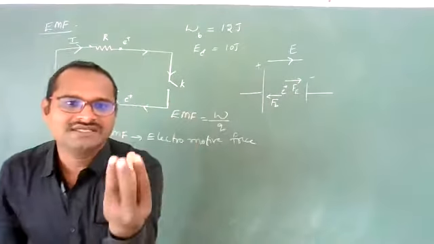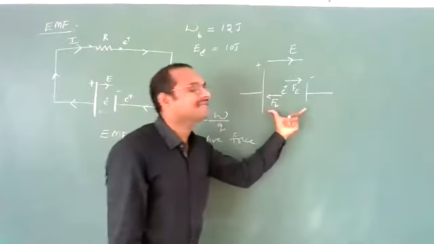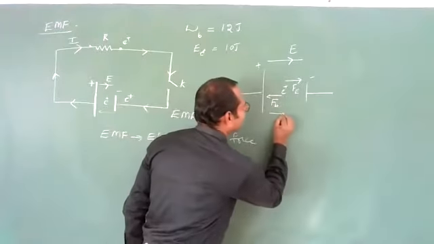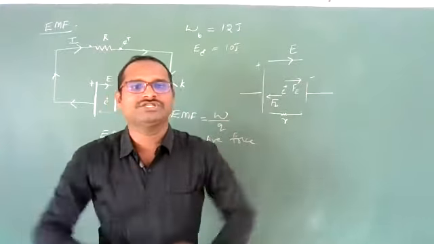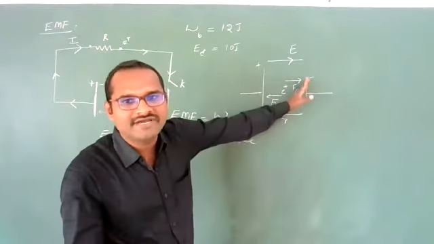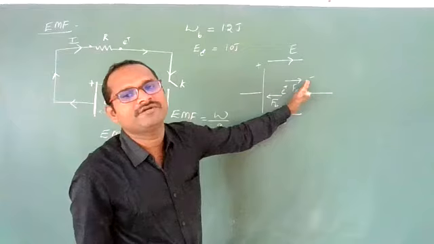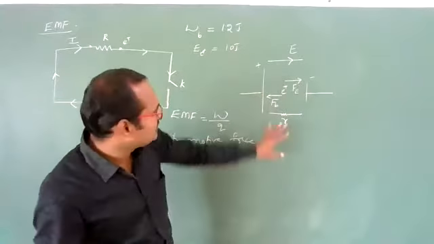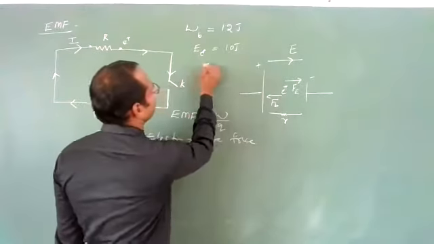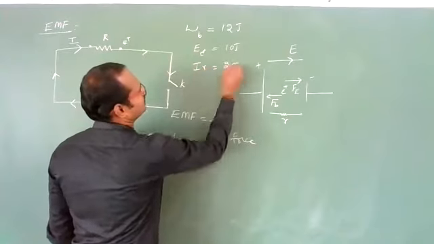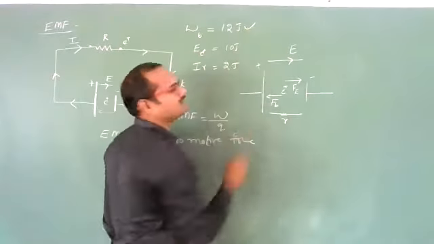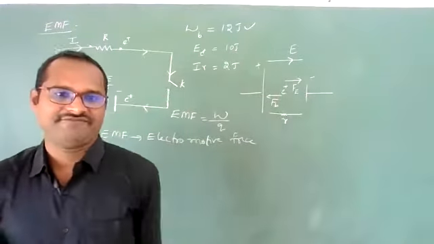That loss is due to the internal resistance of a battery. This battery will have some internal resistance. That internal resistance will consume some energy while we are moving this charge particle from the negative terminal to the positive terminal. So that loss is the loss due to the internal resistance, that is IR. Let us suppose it is 2 joules. Now this 12 joules is called EMF.